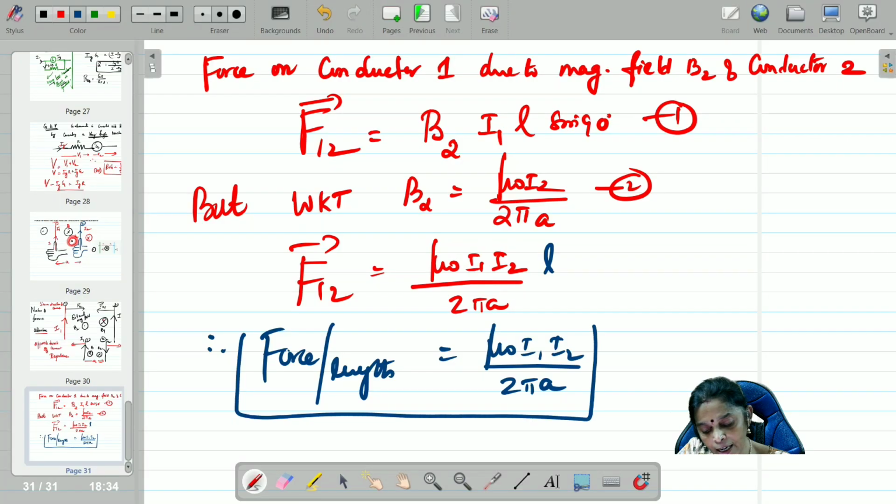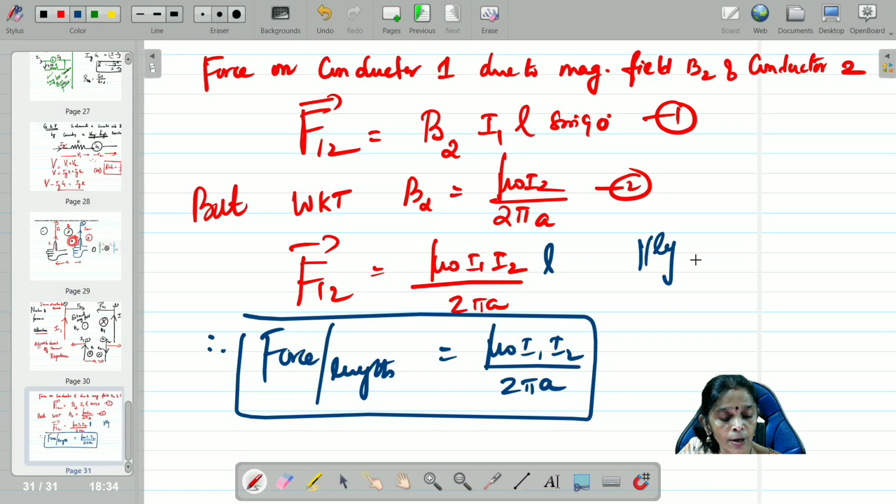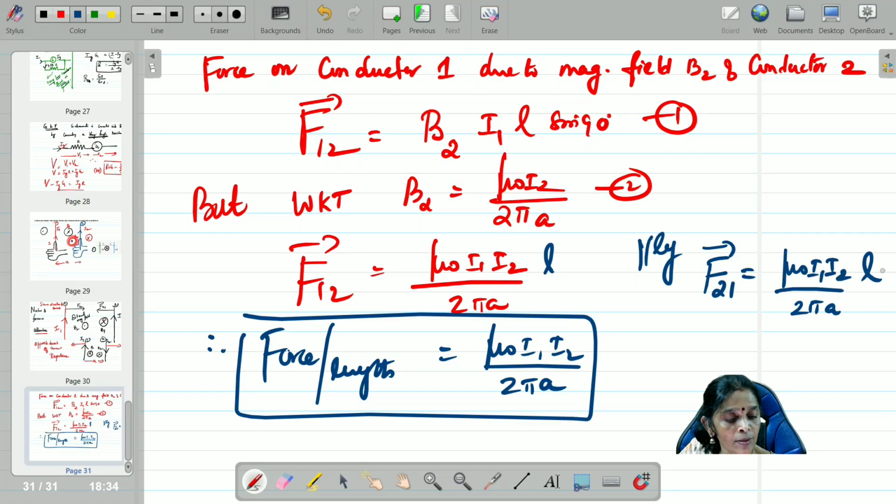Understand, children? So similarly for force on second wire due to the first wire, the same thing you will get: mu naught I1 I2 divided by 2 pi A into length. Therefore, force per unit length will be same as that of the previous one.